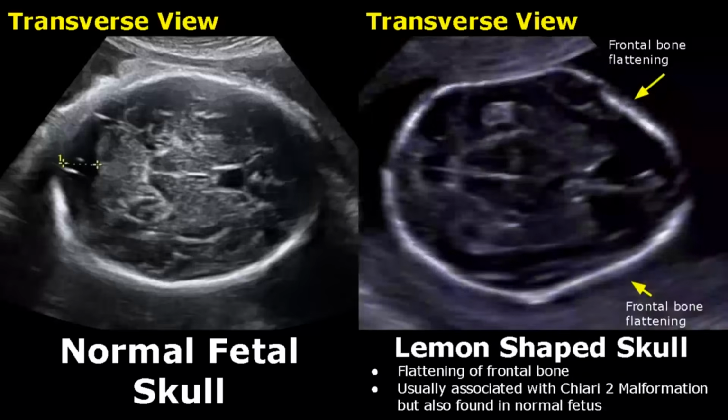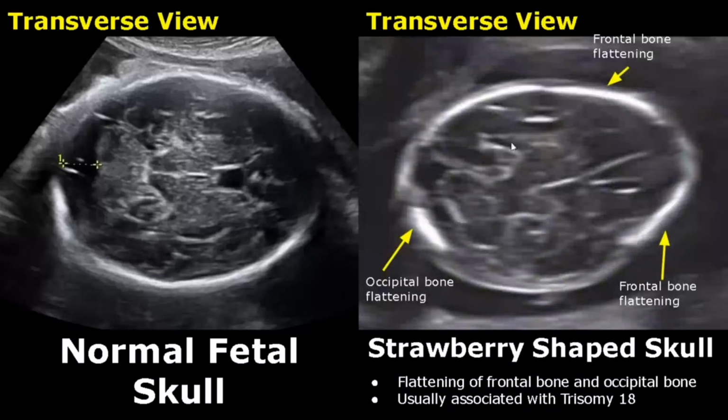A lemon-shaped skull occurs due to flattening of the frontal bone. It is usually associated with Chiari II malformation, but sometimes is also found in a normal fetus. In a strawberry-shaped skull, there is flattening of both the frontal bone and occipital bone. It is usually associated with trisomy 18.